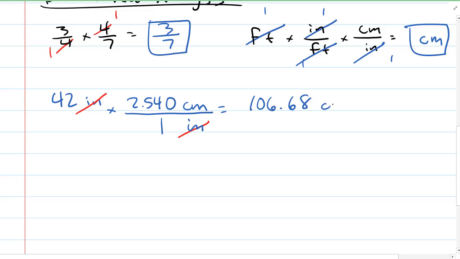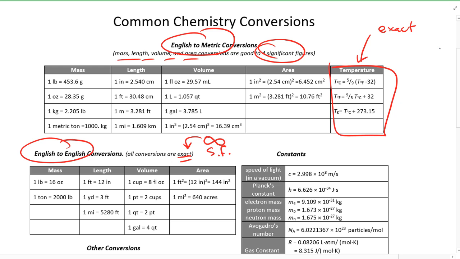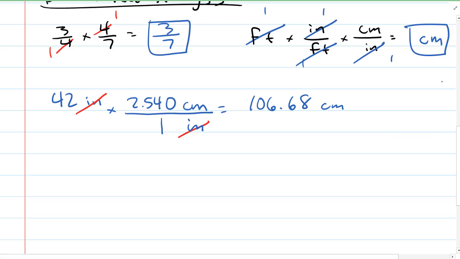106.68 centimeters. Of course, now we need to take into consideration significant figures. How many significant figures does this measurement have? 2. This conversion, according to your conversion sheet, has how many significant figures? It has 4. This is good out to 4 significant figures. So the fewest of 2 and 4 is 2. This answer should be rounded to 2 significant figures. So that means it has to be rounded to which place?